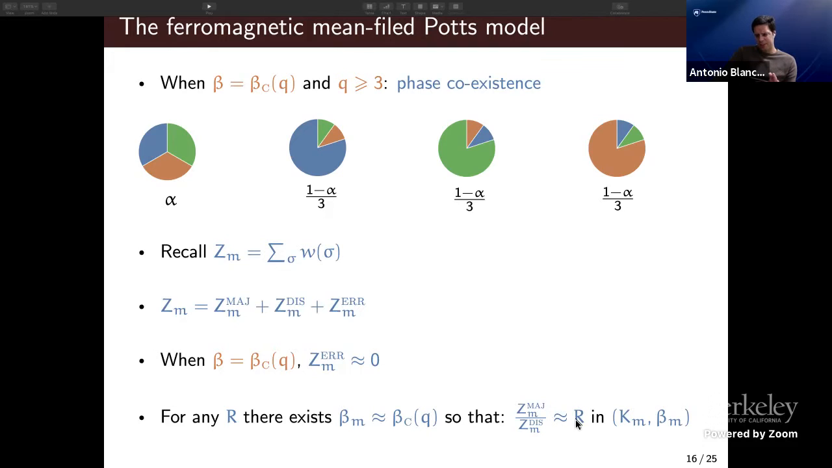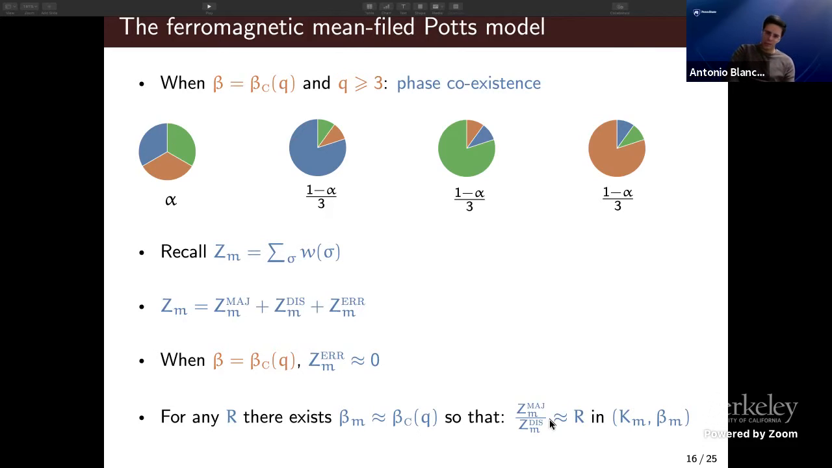So let me just emphasize what this means. We know that when beta is exactly equal to beta critical, this ratio is going to be some constant. And what this says is that I can move in either direction from the critical point, either a little bit larger to make the majority more dominant, or a little bit smaller if I want to make the disorder more dominant. And I can do that in a systematic way and actually make this ratio equal to any desired R that I want. Okay? There is also a continuity here.